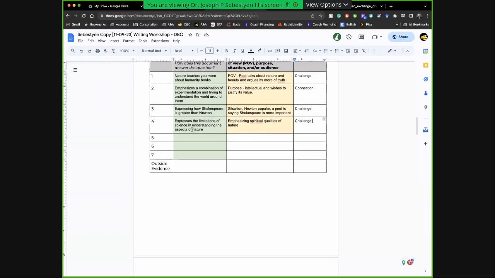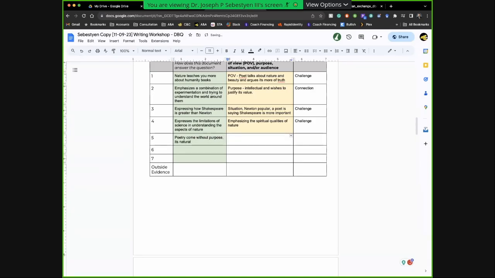Document 5. So the poetry comes without purpose. It's natural. But this poet's also interested in science. And so the poet, interested in science, sees poetry, or poetic knowledge, as essential for understanding the world.